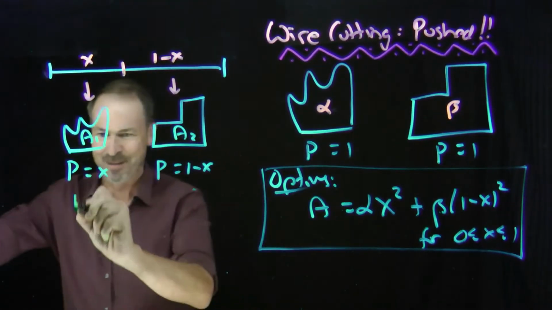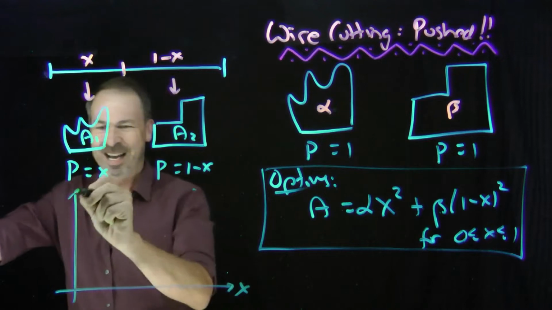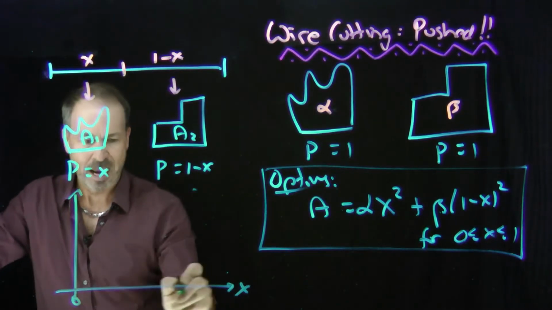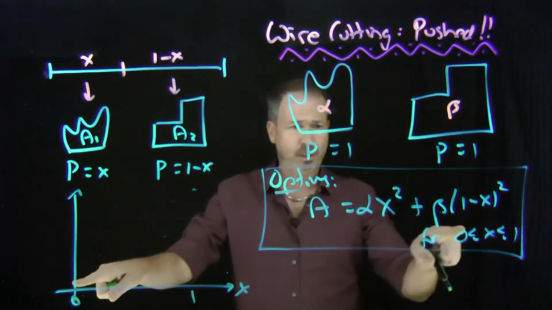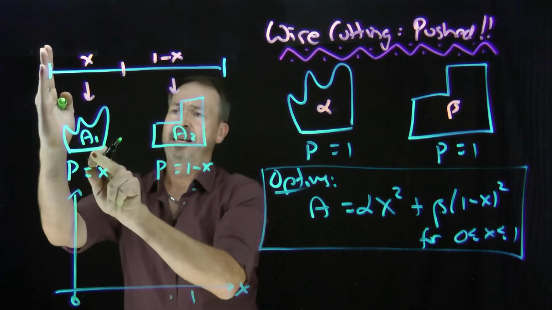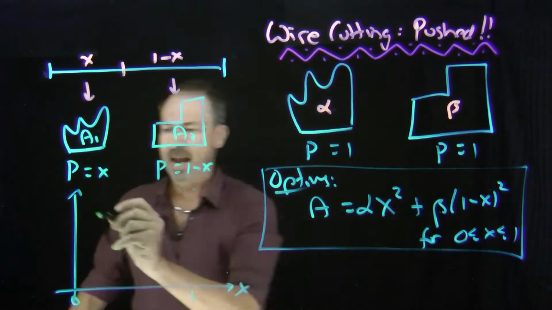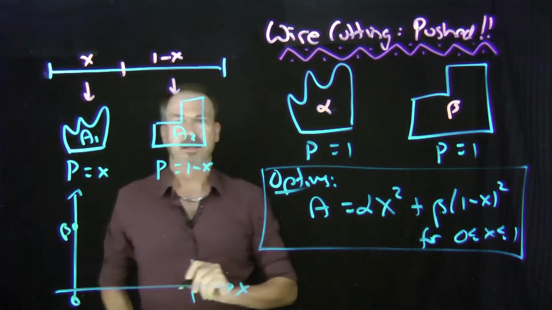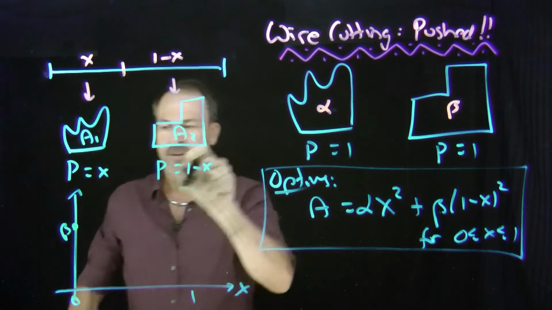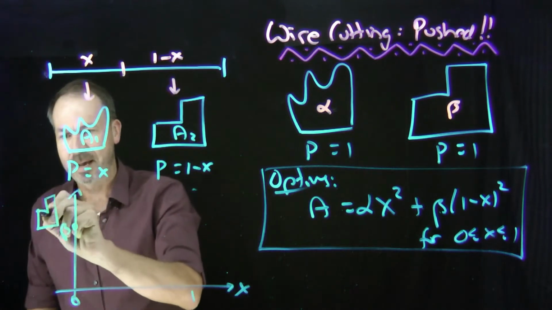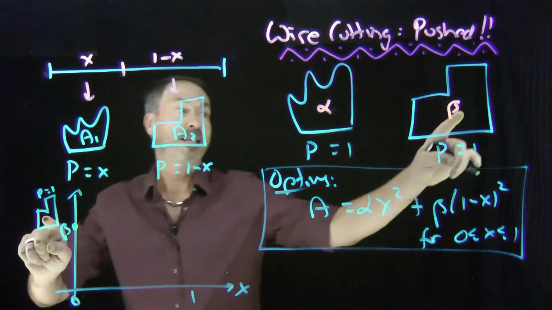It was fun last time. I bet it's going to be fun this time too. All right, x is between 0 and 1. I put in x equals 0, that is, use no wire for the left piece, use all the wire for the right piece. For x equals 0, it's value beta, which is using all the wire for this piece. That corresponds to using this shape here of perimeter 1 and area beta.